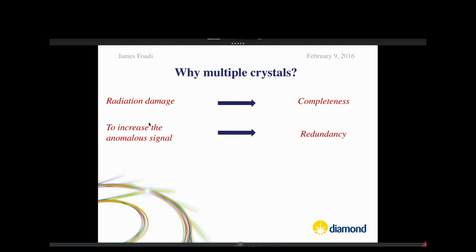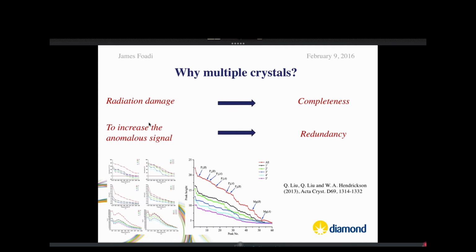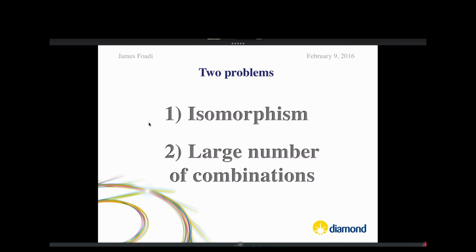And furthermore, data redundancy, which is probably better expressed as reflection multiplicity, can increase the signal-to-noise ratio for anomalous phasing. This has been clearly shown to be the case for multiple crystals, thanks to the work of Hendrickson and collaborators, started already 5-6 years ago. And working with multiple crystals leads immediately to two major problems. The first concerns crystal similarity, better known as isomorphism. It is clear that data quality depends on crystal isomorphism. The second major problem is related to the number of possible combinations from groups of crystals.